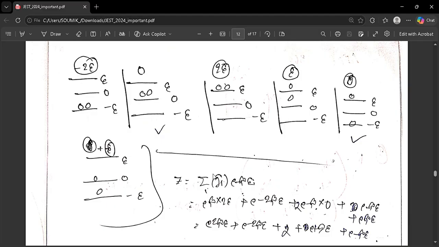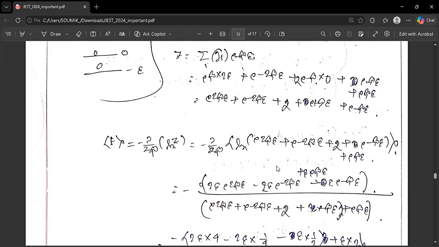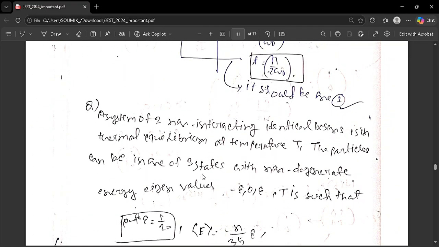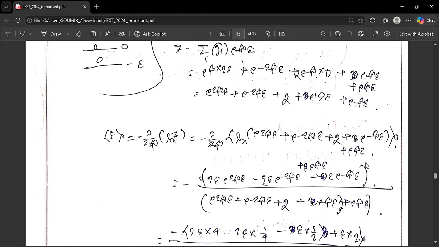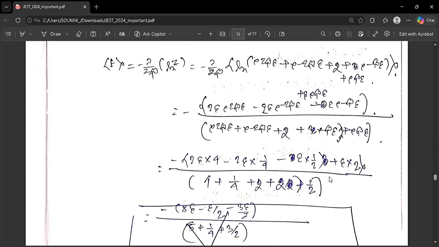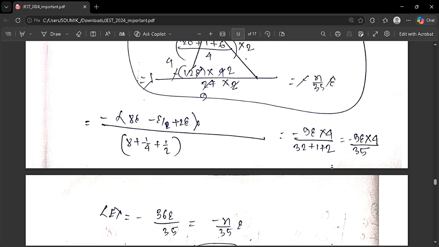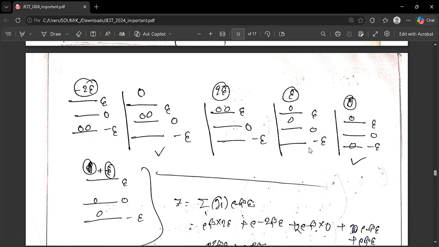This is the degeneracy. From this equation we calculate the average energy, and it is given that e to the power minus beta epsilon naught is equal to 1 by 2. You have to be careful when solving this type of calculation; do this calculation carefully, otherwise you will get the wrong result. From this I am getting n equal to 36. So this type of problem is frequently asked in the GATE exam, again and again.